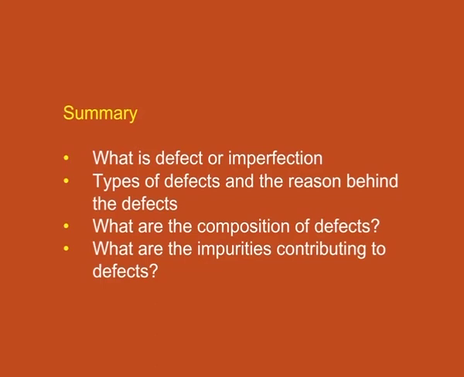After that we went to the linear defects or dislocations, and we explained what the different types of linear defects are that can be observed in a solid, and the reasons behind those dislocations were also discussed. And finally, we discussed the two dimensional defects or interfacial defects and the different types of interfacial defects that are found in solids, which can lead to different physical and chemical properties of the solid.